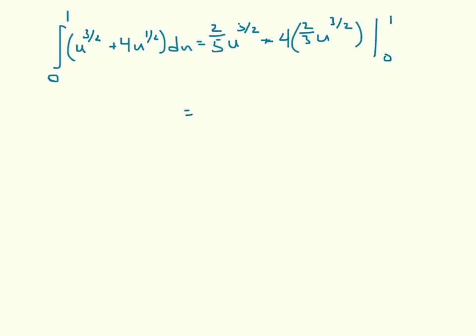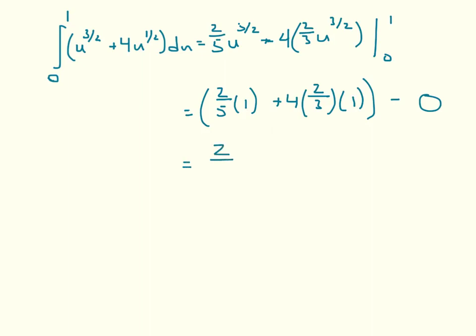Okay, so we plug in 1, we get 2/5 times 1 plus 4 times 2/3 times 1. And when you plug in 0, everything just disappears, so you get 0. Okay, and then we're just going to simplify. So we've got 2/5 plus 8/3, and combining, turn everything in terms of 15ths, so you get 6/15 plus 40/15 gives us our answer of 46 over 15.